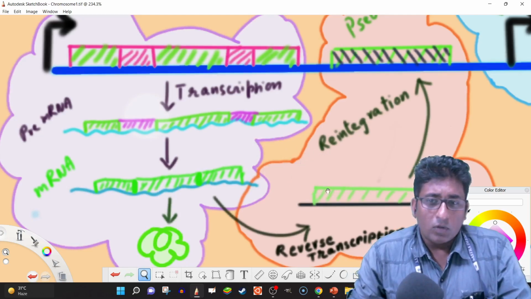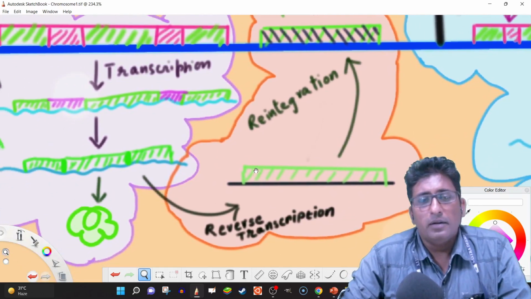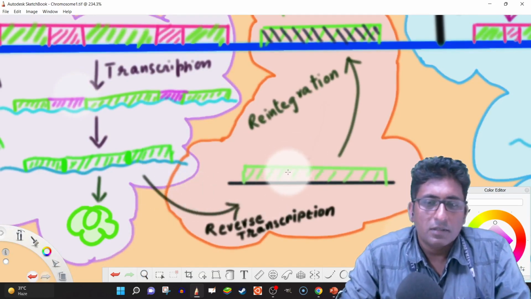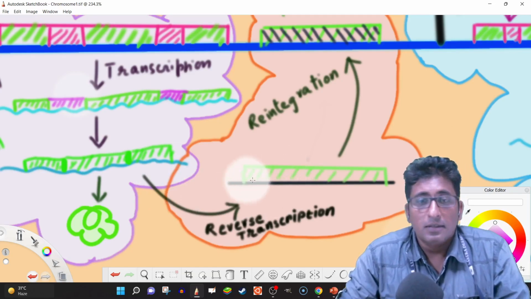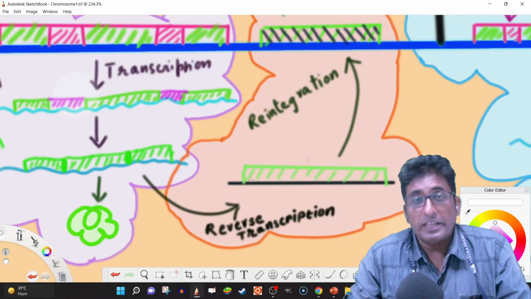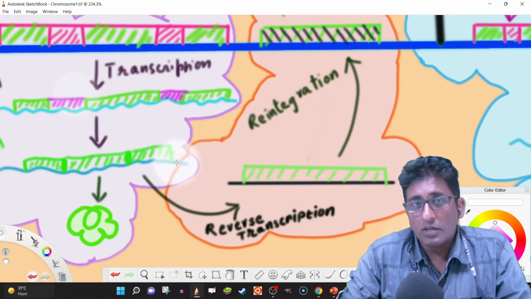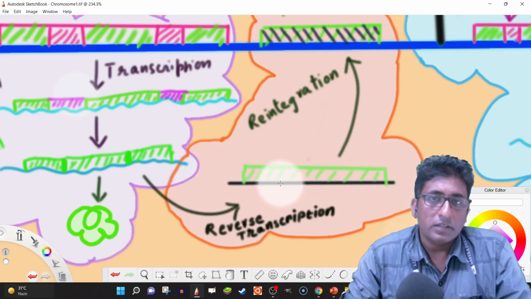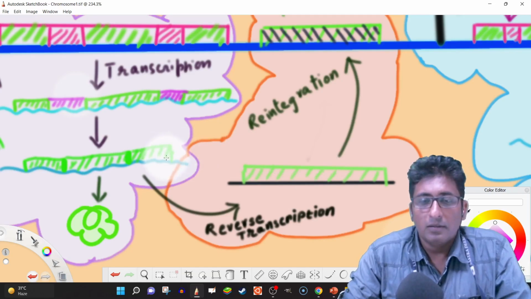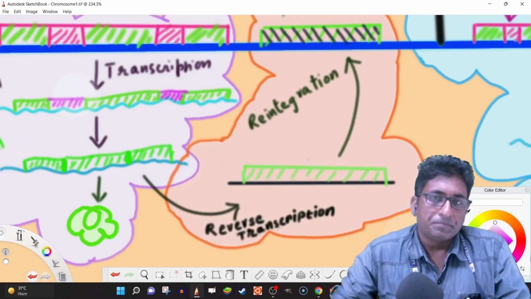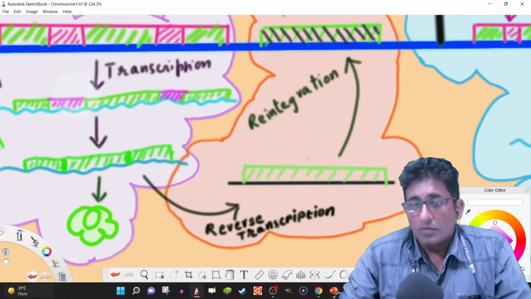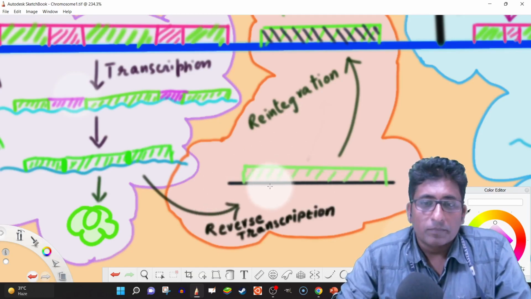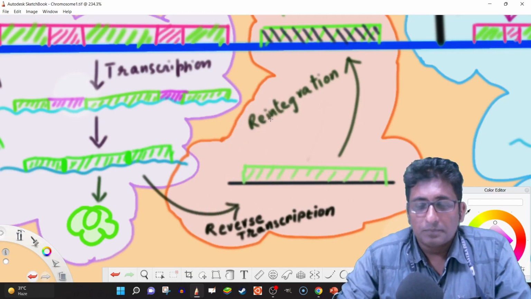But occasionally, the mature mRNA may get reverse transcribed. Reverse transcriptase is an enzyme which is an RNA-dependent DNA polymerase. It uses this mature mRNA as a template and produces a double-stranded cDNA, complementary DNA of that mRNA. There are several viral elements in our genome. Some of them do encode reverse transcriptase, which may do this activity. It's a rare occasion, but it does happen.